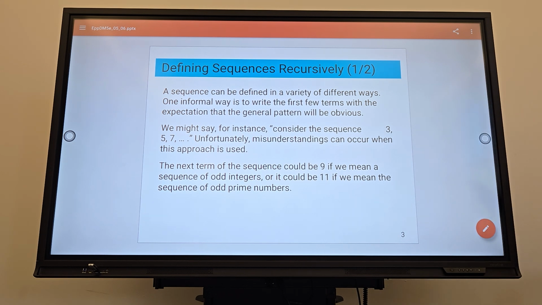One informal way is to write the first few terms with the expectation that the general pattern will be obvious. We might say, for instance, consider the sequence 3, 5, 7, and so forth. Misunderstandings can occur when this approach is used, though. The next term of the sequence could be 9 if we mean a sequence of odd integers, or it could be 11 if we mean a sequence of odd prime numbers.